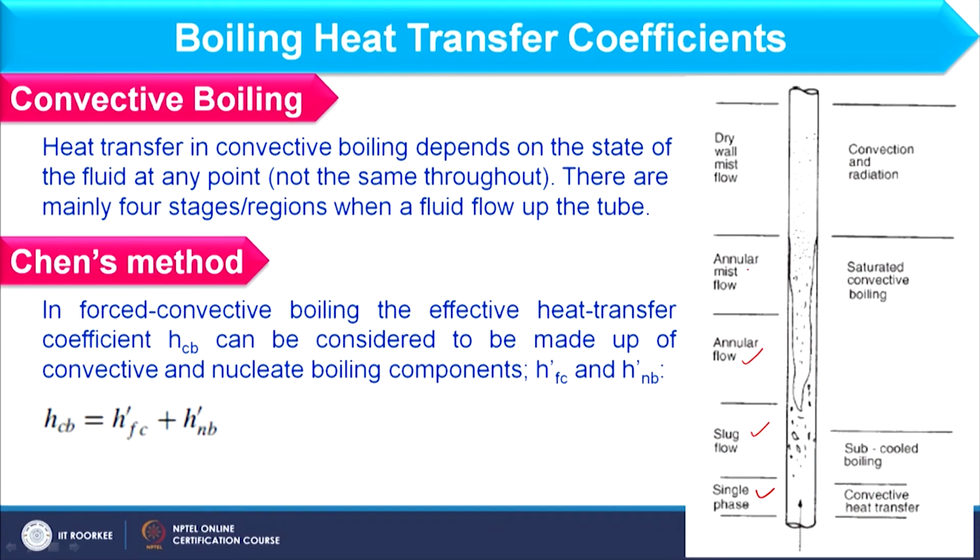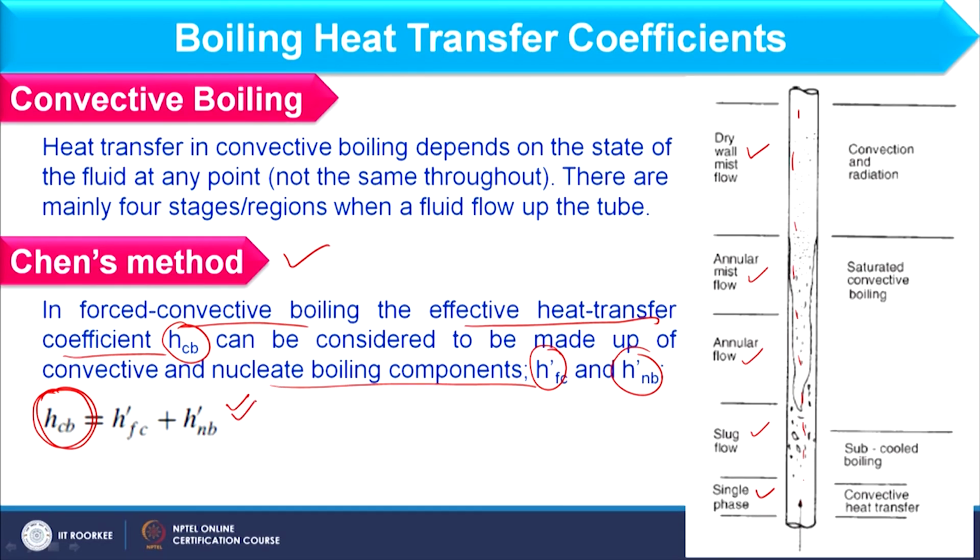And now we have the convective boiling. When convective boiling is taking place, we have different regions, and these regions are single phase, slug flow, annular mist flow and dry wall mist flow. As the vapor formation increases, accordingly we have different regions. To account for this, we consider Chen's method. In forced convective boiling, the effective heat transfer coefficient HCB can be considered to be made up of convective as well as nucleate boiling components, H dash FC and H dash NB. So, this is the convective boiling heat transfer coefficient, which is based on HFC as well as HNB, with prime.